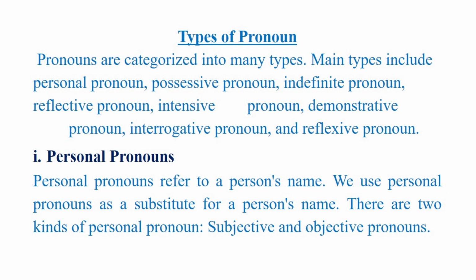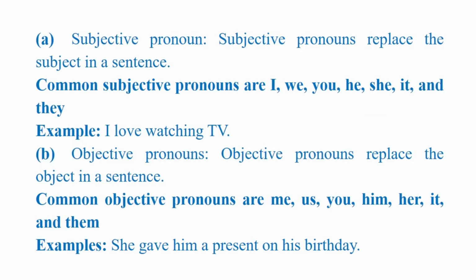Personal pronouns. Personal pronouns refer to a person's name. We use personal pronouns as a substitute for a person's name. There are 2 kinds of personal pronoun, subjective and objective pronouns. A. Subjective pronoun. Subjective pronouns replace the subject in a sentence. Common subjective pronouns are I, we, you, he, she, it, and they. Example, I love watching TV.